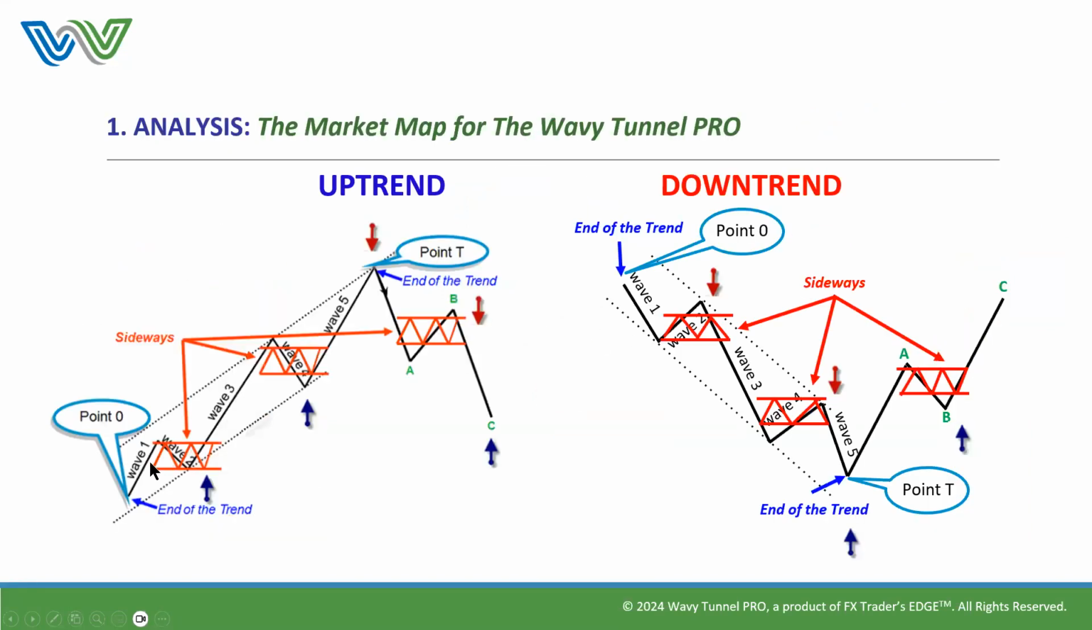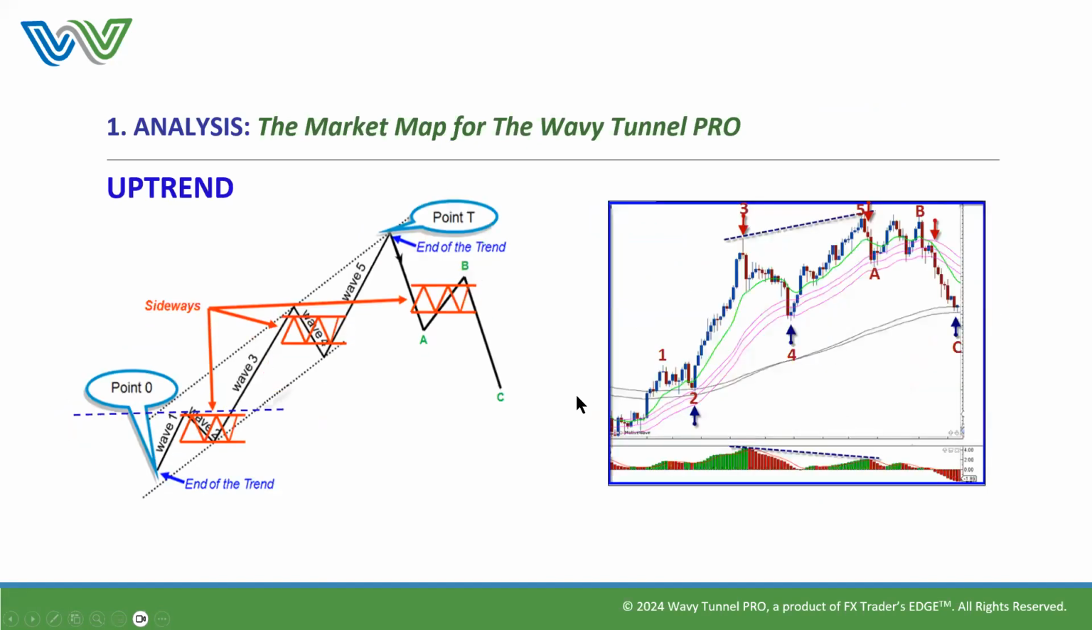And just as we have the 8-wave market cycle in an uptrend, we can have it in a downtrend as well. Okay, so this wave C, the end of the wave C, is the breakout 4 trade. This is the breakout 4 trade for a downtrend. Now, if we go to the wavy tunnel, you can see the 8-wave market cycle following the theory.